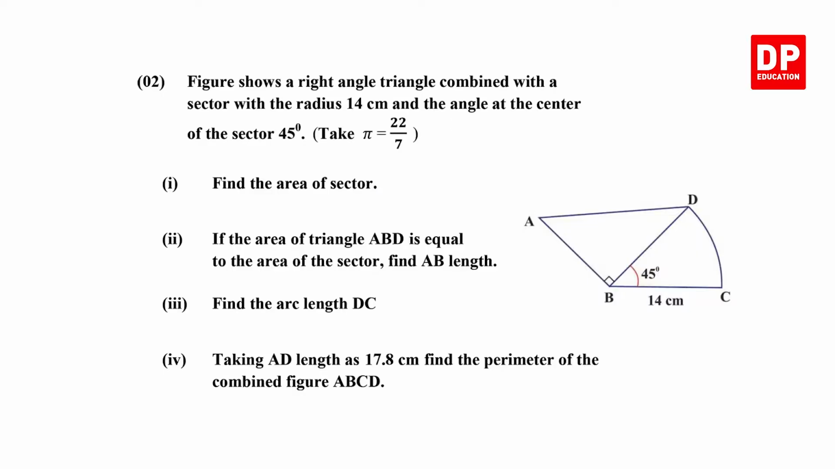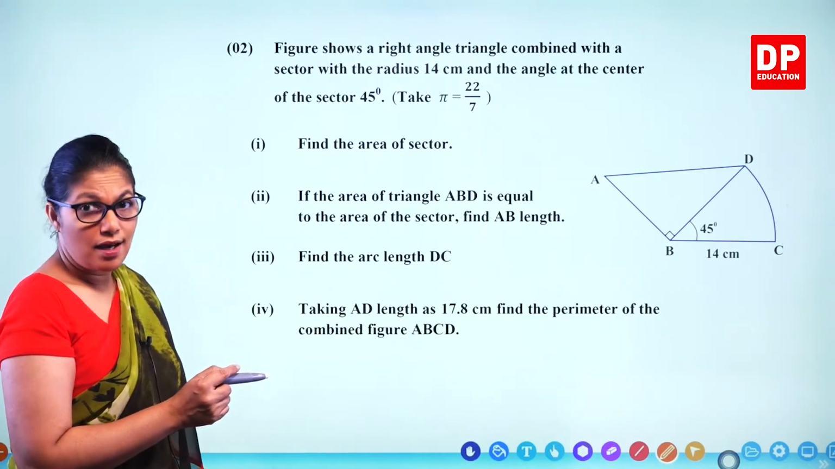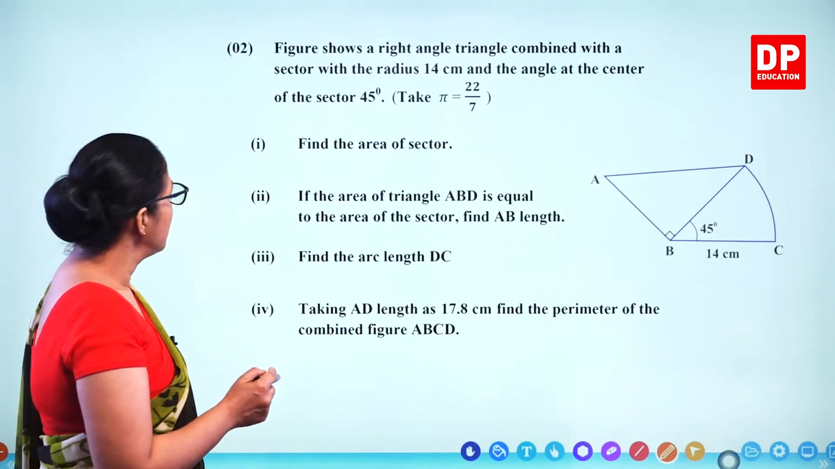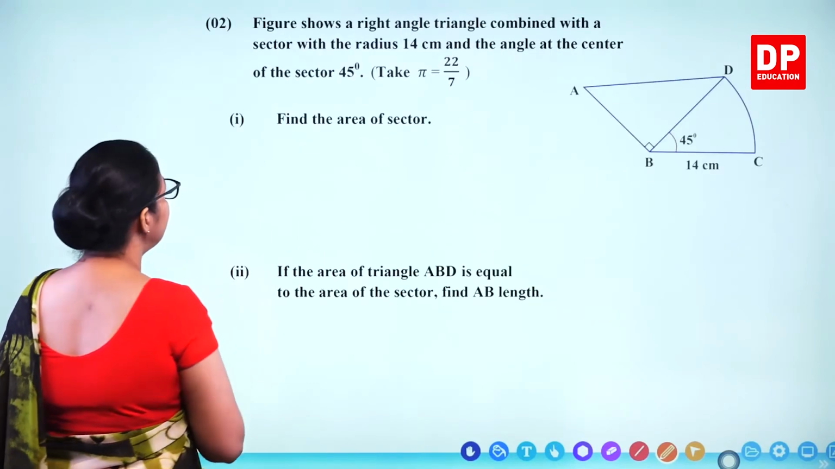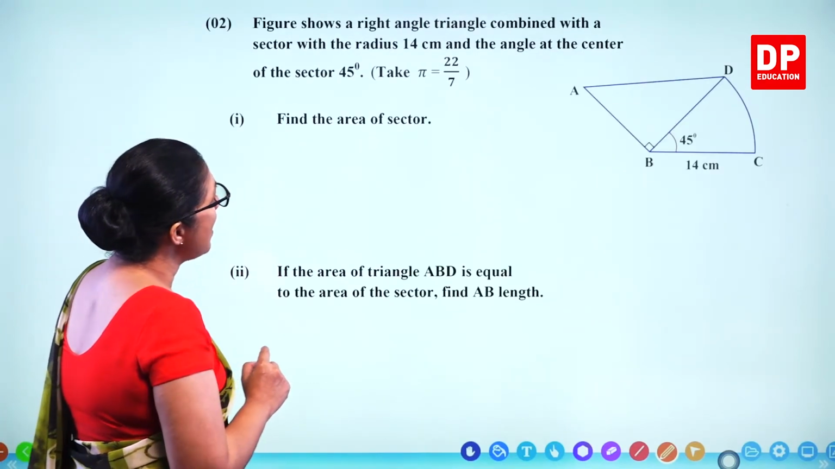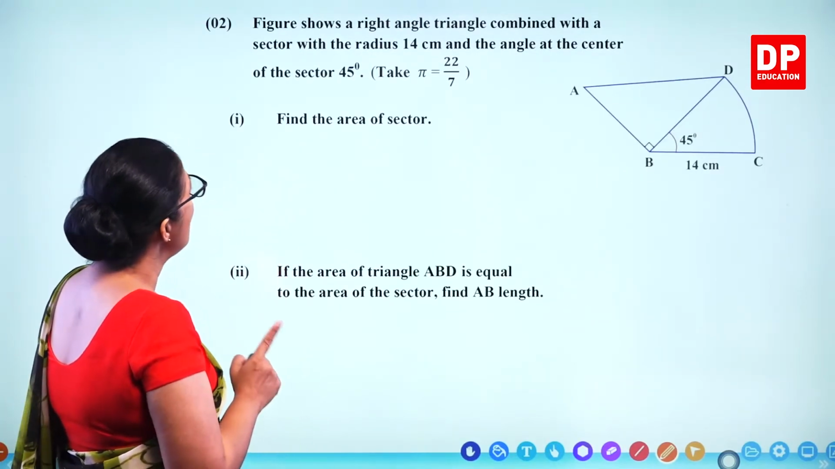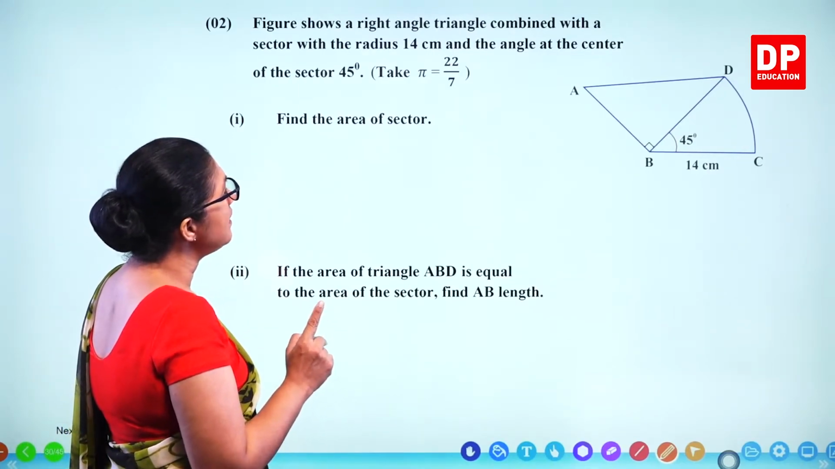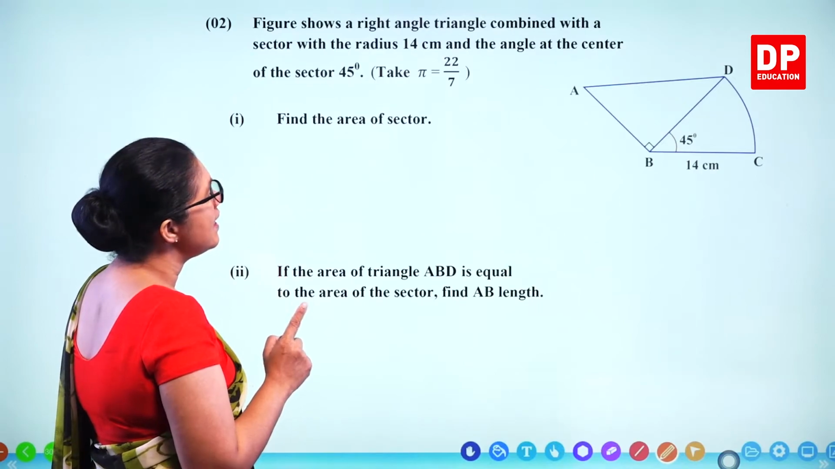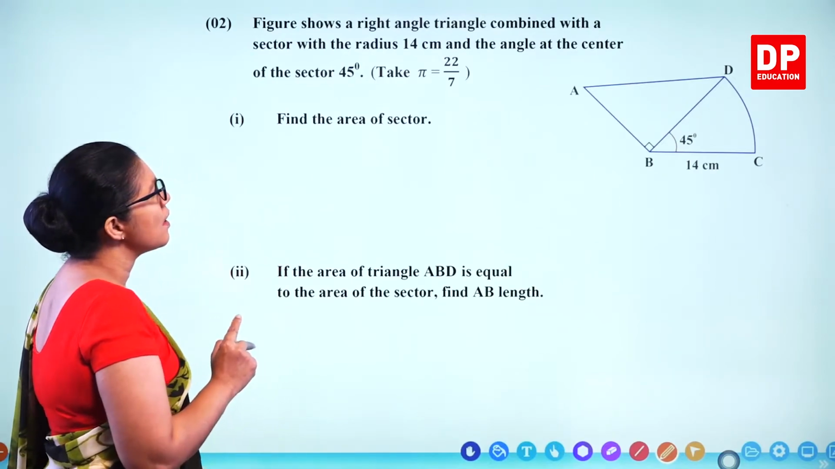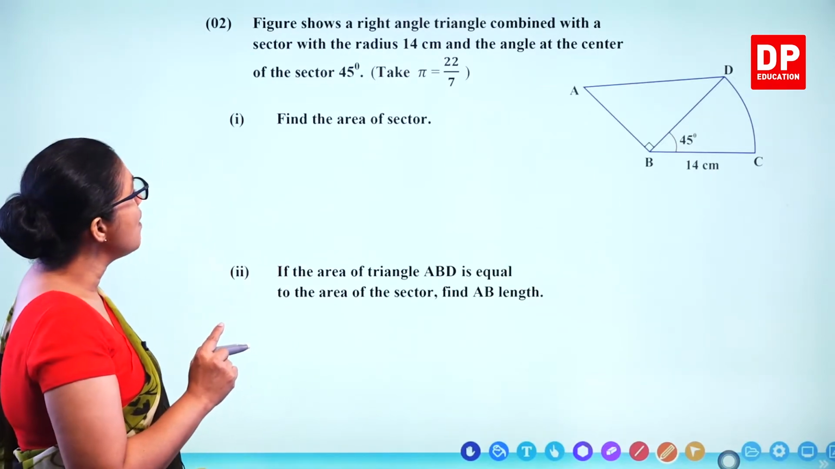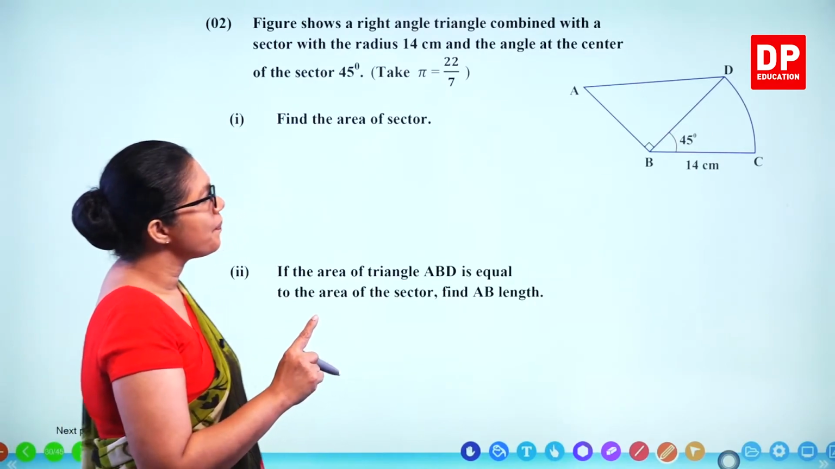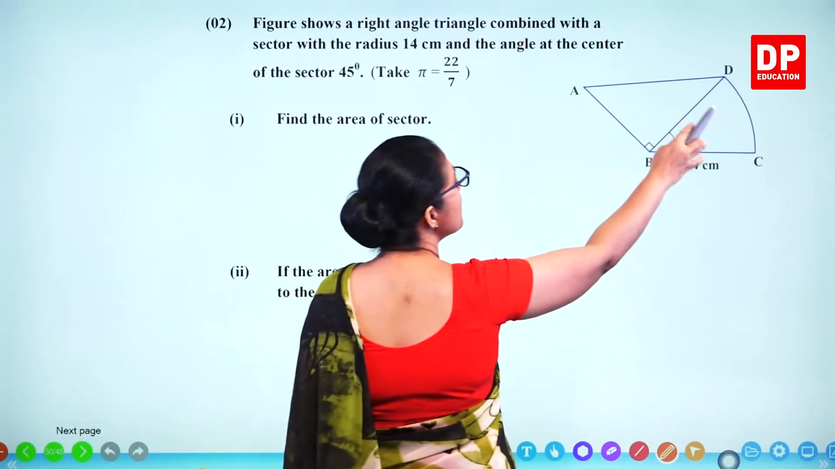Let's take question number 2. So you have to find the area, arc length, perimeter. So 4 parts are there. Figure shows a right angle triangle combined with a sector with the radius 14 centimeters and the angle at the center of the sector is 45 degrees. Take pi as 22 over 7. Find the area of the sector. So this part, area of the sector.